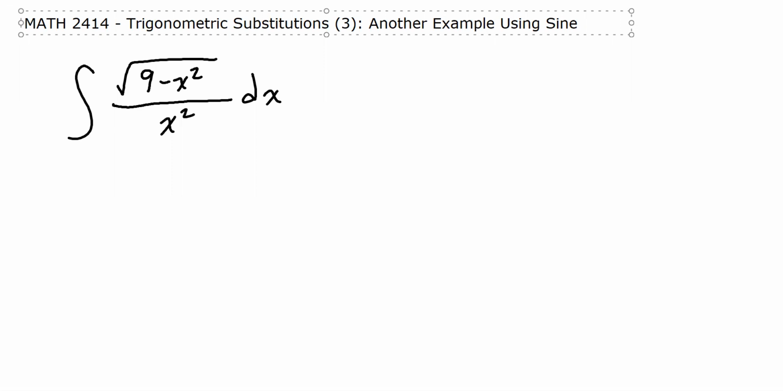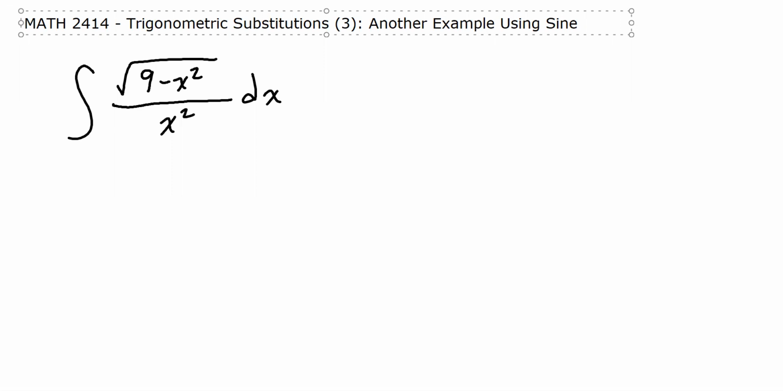You might try a standard substitution, but if you try an algebraic substitution, such as u equals 9 minus x squared, you're just going to run into a big old mess. Don't believe me? Try it, fail, then come back and watch what happens.